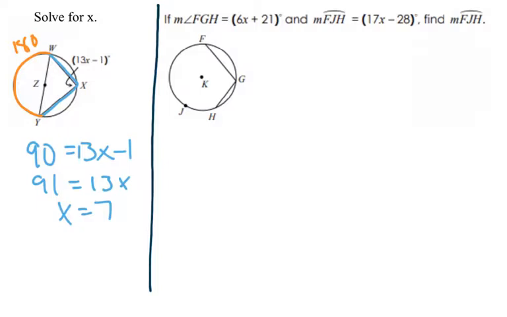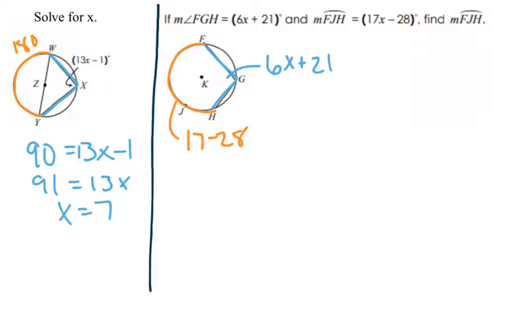The measure of angle FGH is 6x plus 21. The measure of arc FJH is 17x minus 28. And we want to know what the actual measure is.